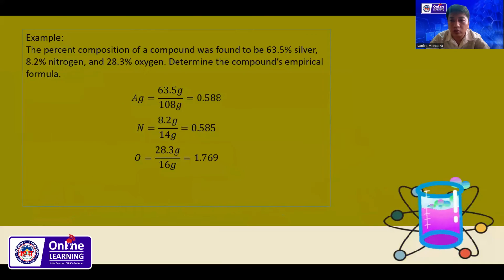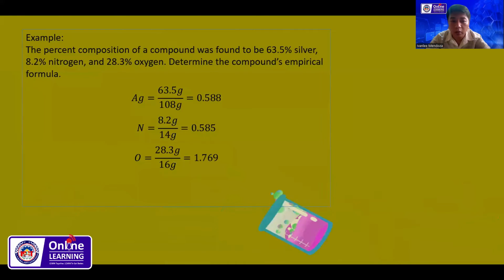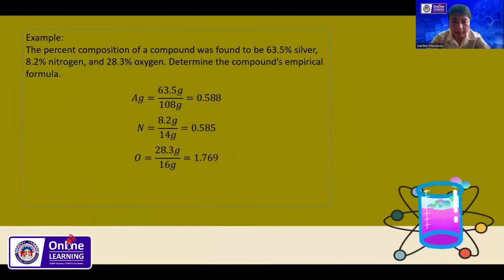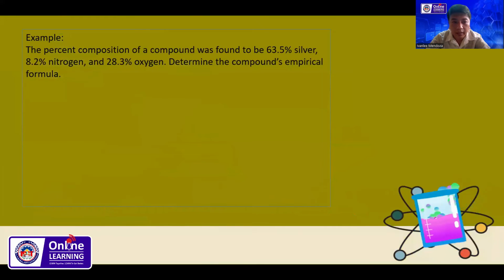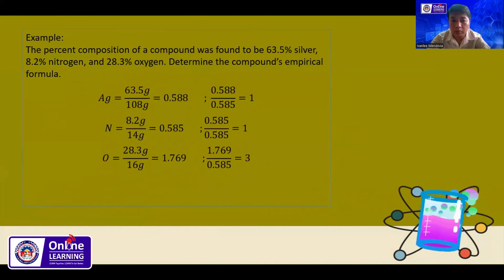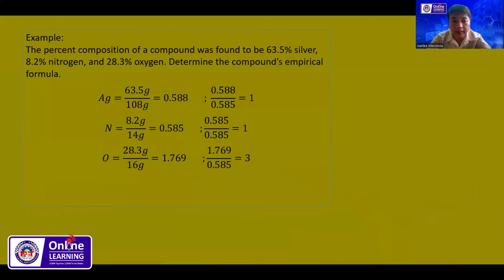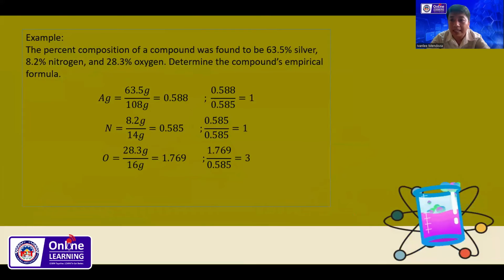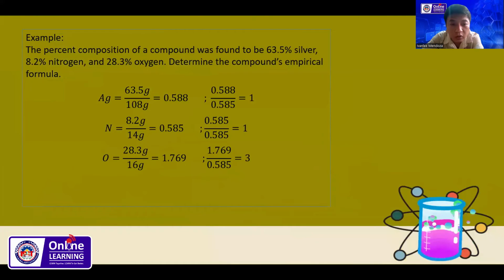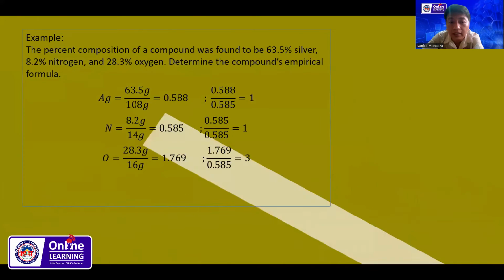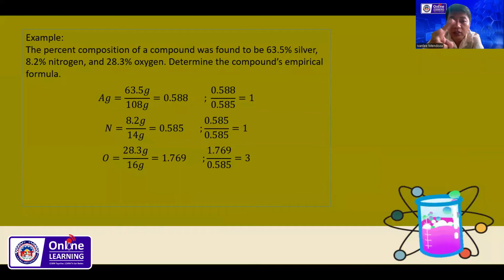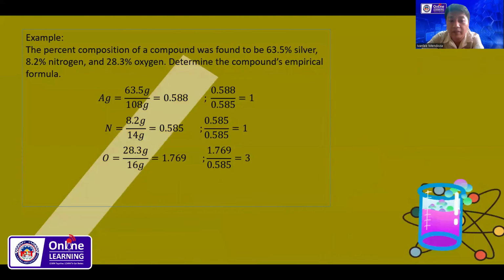Now, after determining the ratio of the percent composition and the atomic mass of each element, the next step is you need to take a look at the smallest value of those three elements. And then after determining the smallest value, the next step is you need to divide all of them by the smallest value. So if you take a look, the smallest value is 0.585. So you need to divide those numbers by the smallest value, which is 0.585.